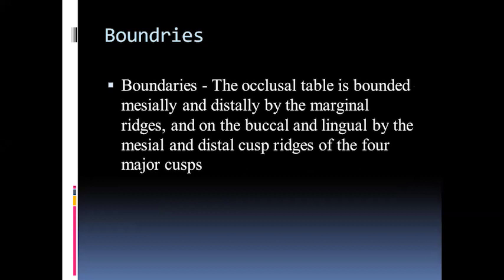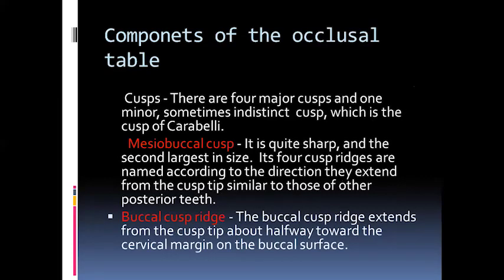Boundaries. The occlusal table is bounded mesially and distally by the marginal ridges, and on the buccal and lingual by the mesial and distal cusp ridges of the four major cusps. Components of the occlusal table. Number one is the cusp. There are four major cusps and one minor, sometimes indistinct cusp, which is the cusp of Carabelli.